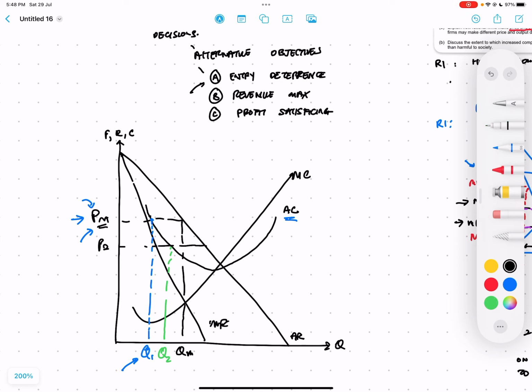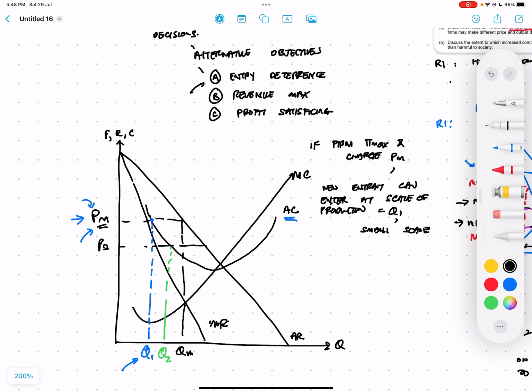So the idea here is that if the firm profit maximizes and charges PM, then a new entrant can enter at a scale of production equivalent to Q1, which is quite a small scale of production.